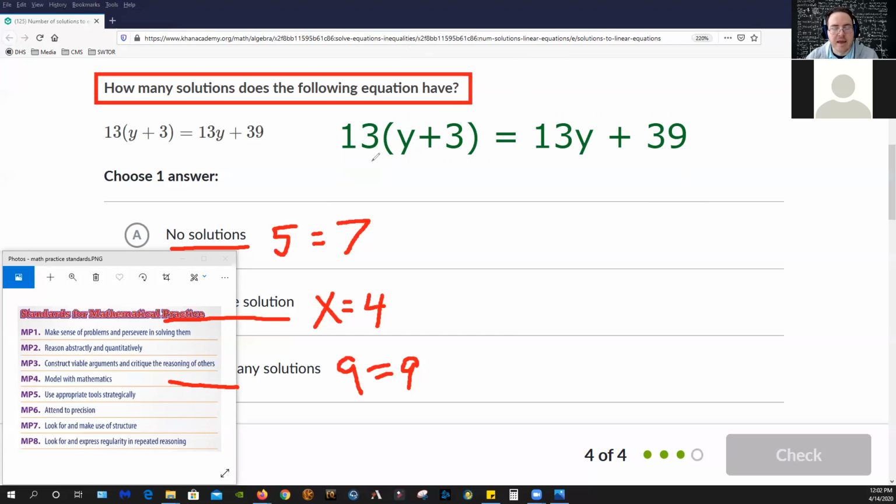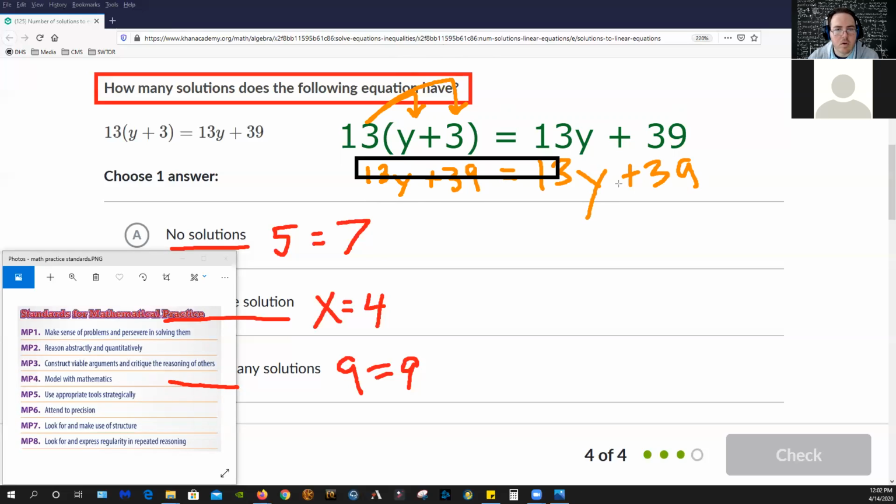So combining like terms, I don't see anything that I can combine just yet. So what I am going to do is use the distributive property of 13 times both terms of this binomial. So 13 times y would be 13y. 13 times 3, so that'd be adding 39, equals 13y plus 39. Uh-oh, look at that. I think we're done working. So 13y plus 39 equals 13y plus 39.